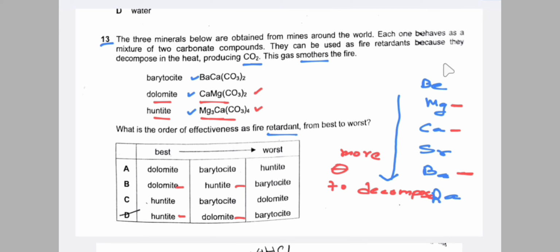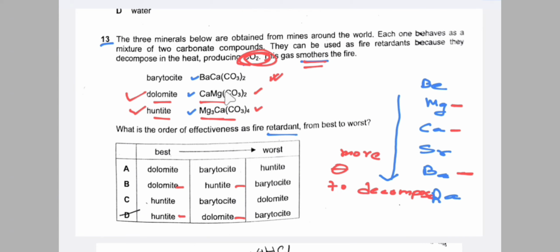Among these two compounds, we can see that they can be used as fire retardant because they decompose in heat producing carbon dioxide, and this gas smothers the fire. So mainly carbon dioxide is produced that is needed for this procedure. So among these two compounds, which compound produces the most carbon dioxide?